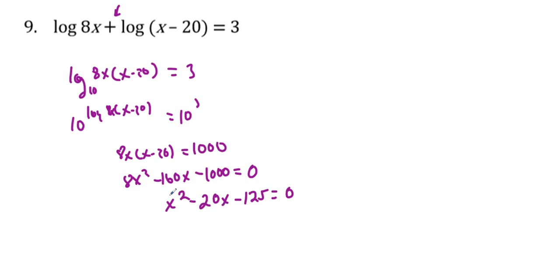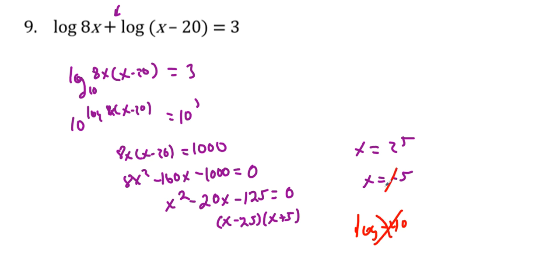I could split the middle, but since the leading coefficient is 1, I'm just going to go ahead and do x minus 25 times x plus 5. The bigger number gets that sign, and the smaller number gets the other sign. So that leaves us with x is equal to 25, x is equal to negative 5, but we have a massive problem in here. If I put in negative 5 right here, you cannot have log of negative 40. That would be a no-no. So this is an extraneous solution. It does not work in our problem. So this is our correct answer.